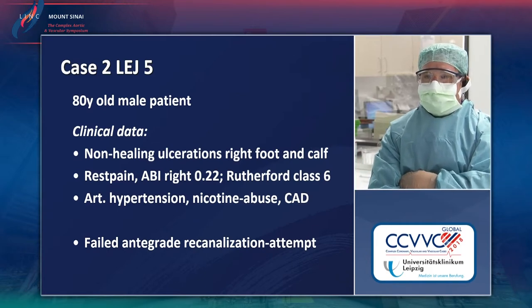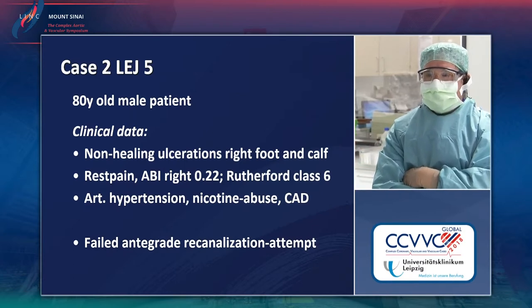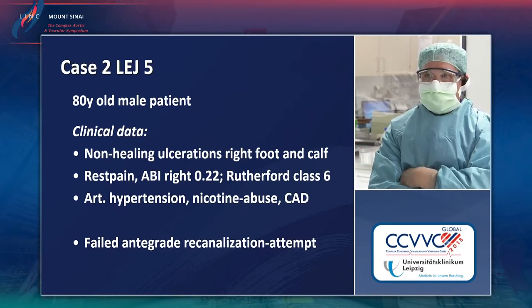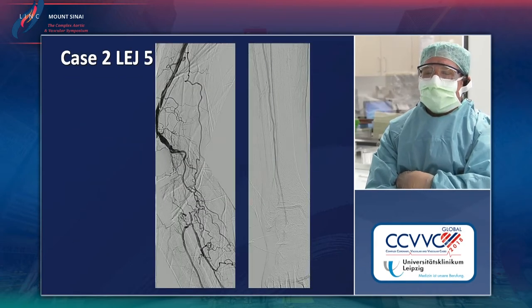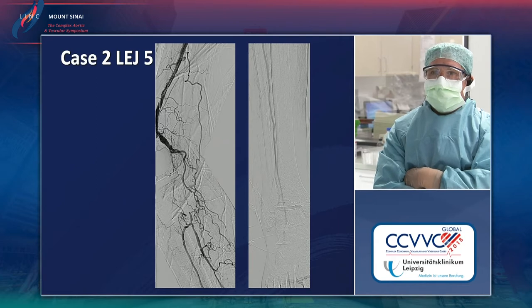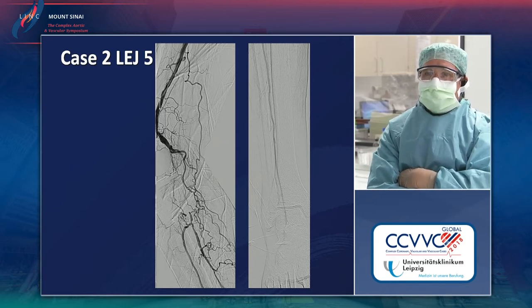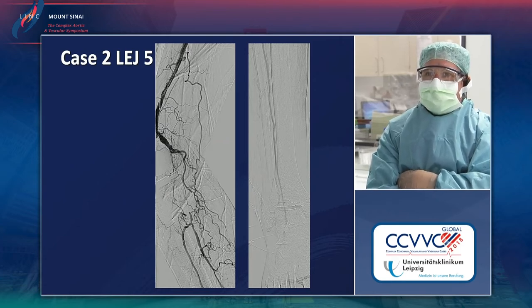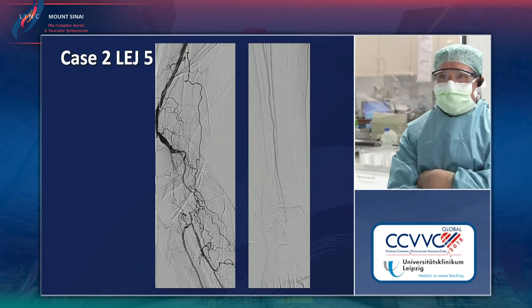Elsewhere, there was already an antegrade recanalization attempt of the popliteal CTO undertaken. However, it failed. Next slide. Show the corresponding angiography. You can see this here. It's a right limb popliteal occlusion, runoff mostly via the anterior tibial artery, but also a patent peroneal artery as well.